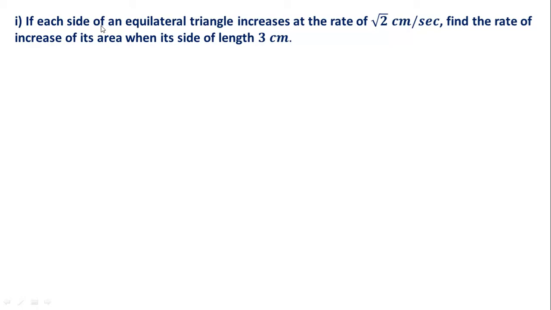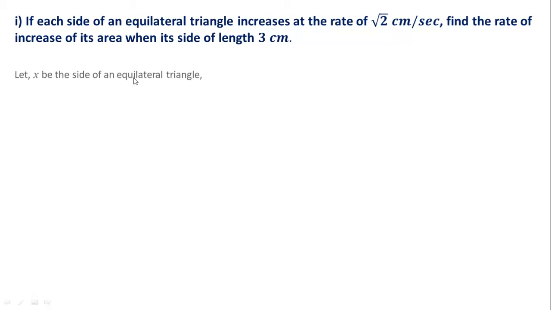Now let us see what is given here. Each side of an equilateral triangle increases at the rate root 2 centimeter per second. It means the rate of change of side with respect to time is given to you, that is root 2 centimeter per second, and we have to find out the rate of change of its area when the side is of length 3 centimeter.